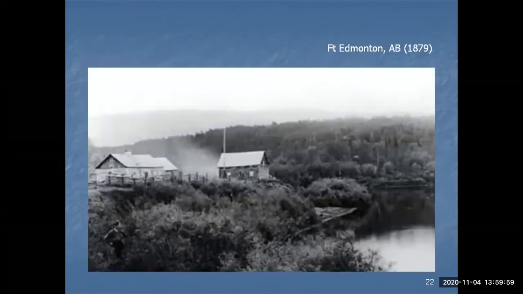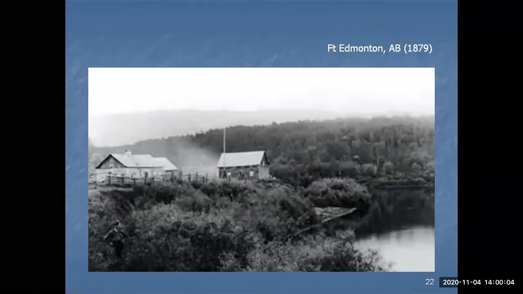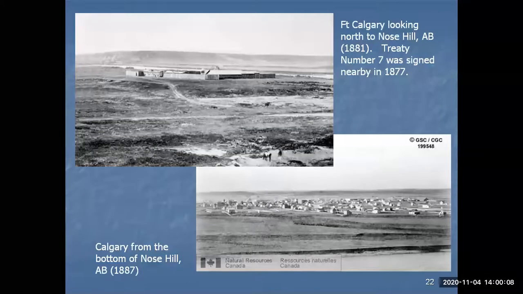And in this case, this is an indication of what was at that time Fort Edmonton, in what's now the provincial capital of Alberta. And this is a set of photographs, both of them taken by Dawson, one of Fort Calgary here. And this is really quite interesting because as a native Calgarian, I found this is Nose Hill.